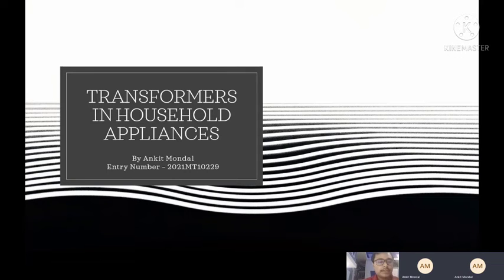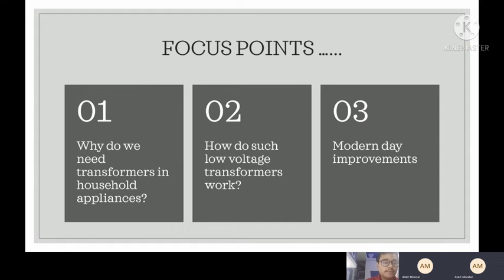Hello everyone, I am Ankit Mondal and this is my ELP lab project, Transformers in Household Appliances. Specifically, we will be seeing how it is being used in mobile phone chargers.